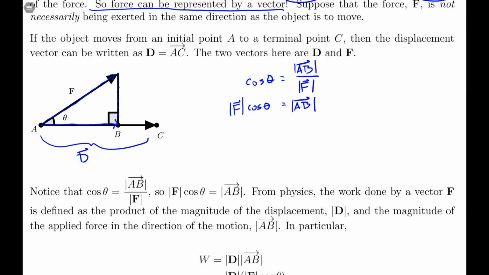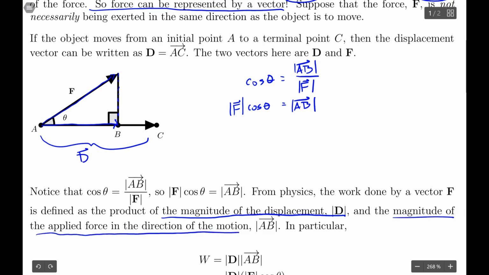Now from physics, we're borrowing this definition, as we mentioned, from physics. The work done by a vector F is defined to be the product of the magnitude of the displacement with the magnitude of the applied force in the direction of the motion, in this case, that's AB.